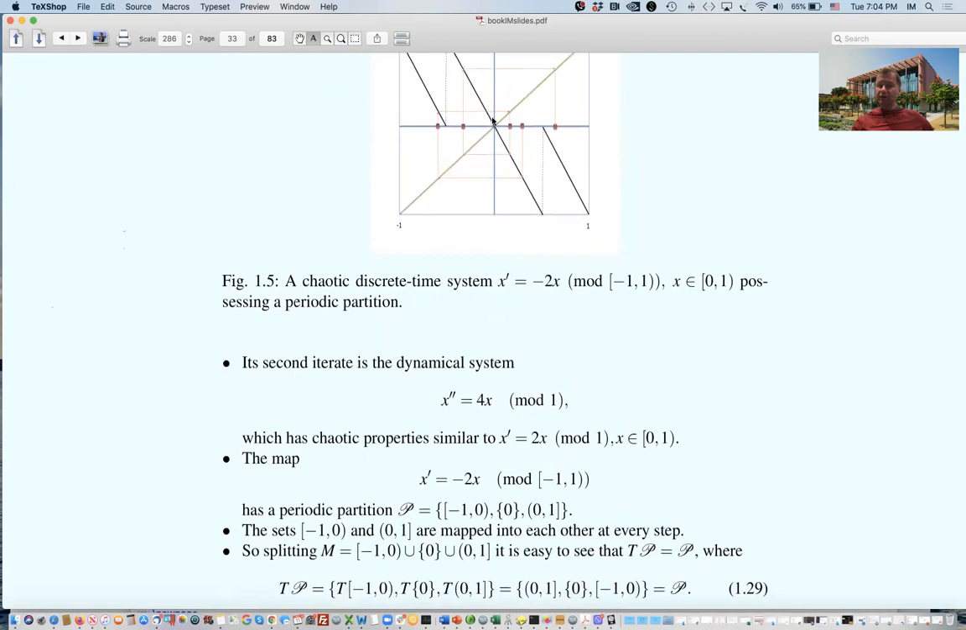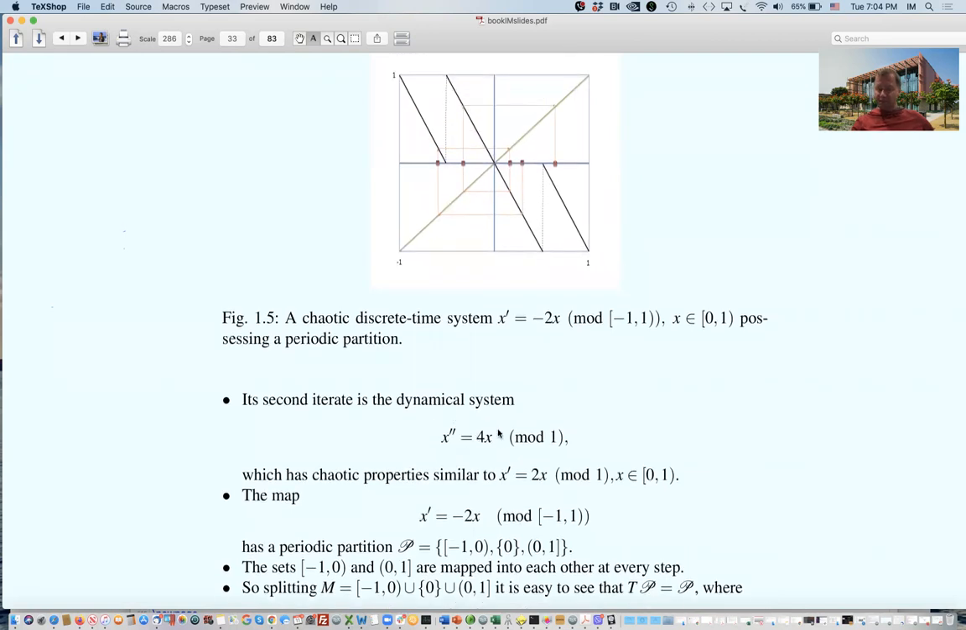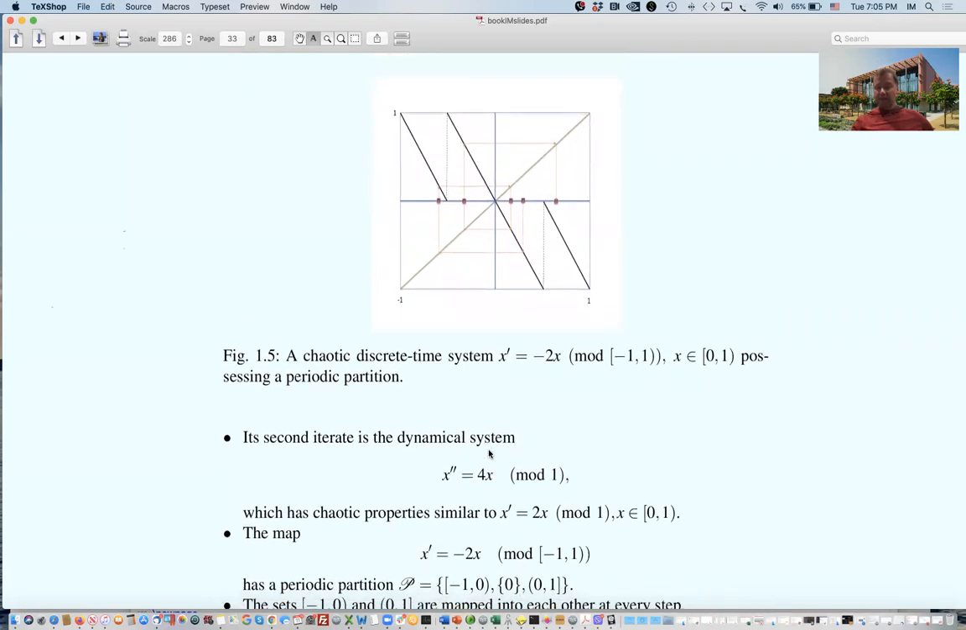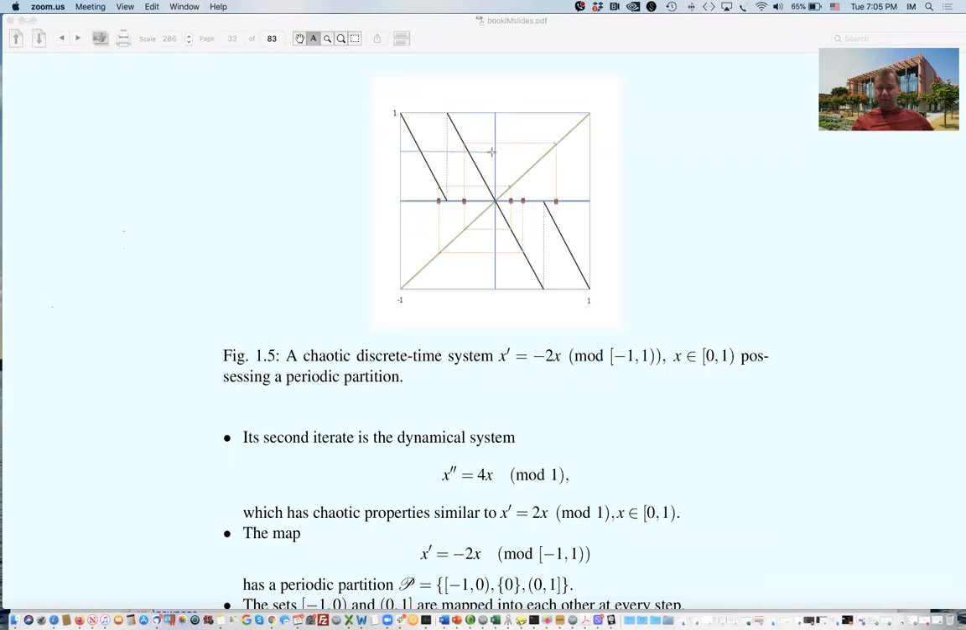And so we discovered a periodic partition in a system that is asymptotically over a long time going to have chaotic properties. And it does turn out that minus 1, 0 and 0, 1 are in fact level sets of a Koopman eigenfunction. In fact, it's a pretty easy one to figure out. Consider a function that is just of value 1 here, and then it has value minus 1 over here.